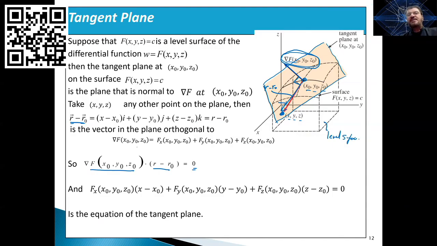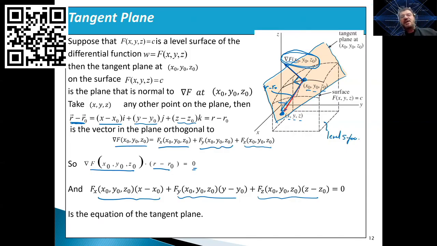But what's r minus r naught? Look at this. This is r minus r naught, this one. And where is the gradient? Here is the gradient. Let's do that product, guys. What do we multiply? We multiply this by that. Here it is. Plus, what do we multiply? This by that. Here it is. Right? This is a dot product. Plus the last one times this, and the last part is equal to 0. Simplify this one. This will give you the scalar equation of the plane.